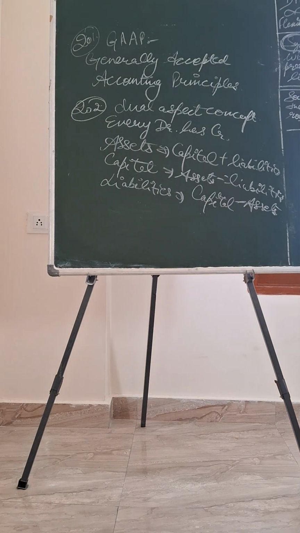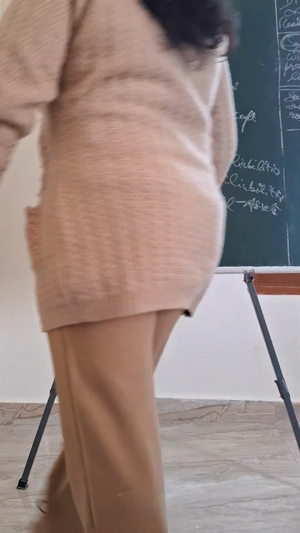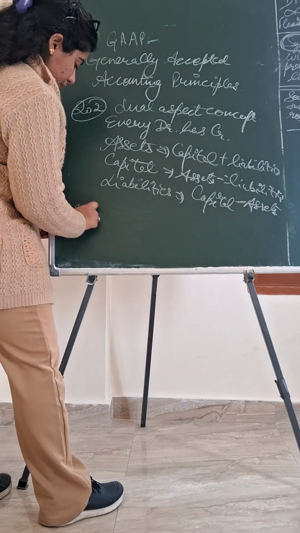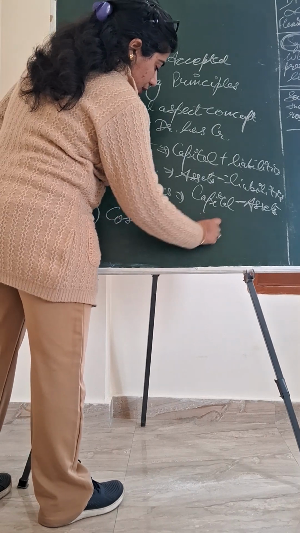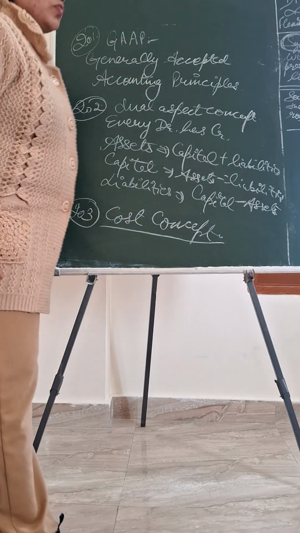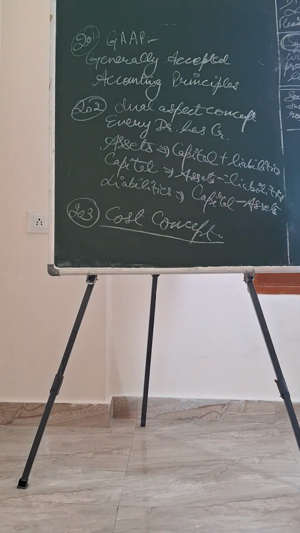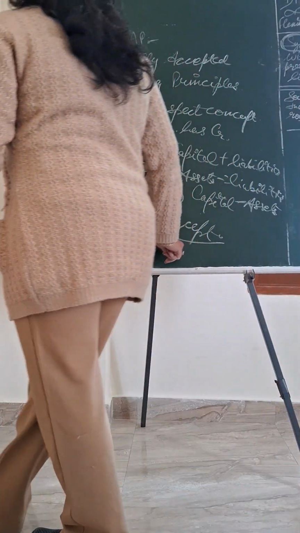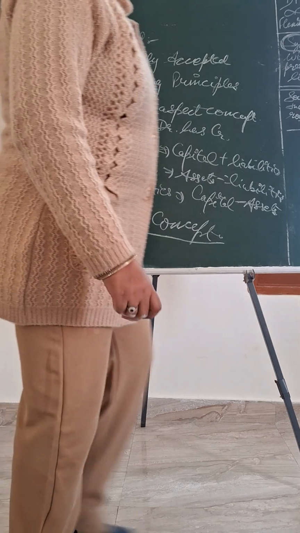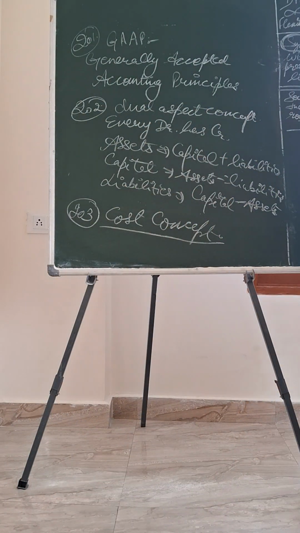Then after this accounting equation, there is another important concept, that is cost concept. What is cost concept? What does the cost concept say? That the transactions will be recorded at historical cost of the particular asset. If the historical cost is 1 lakh, it will be recorded at 1 lakh. If the historical cost is 2 lakh, it will be recorded at 2 lakh. That is the cost concept, and it is basically used in valuation of the assets.